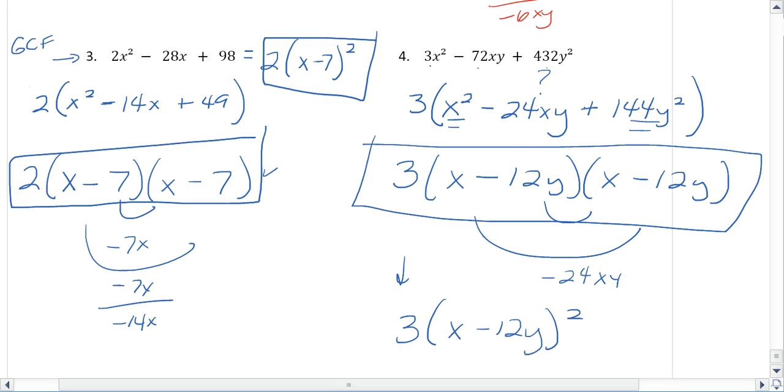All right, now you have the knowledge you need to factor these special patterns. I hope you see them in your factoring, and it does make it a little easier for you. So have fun with math.